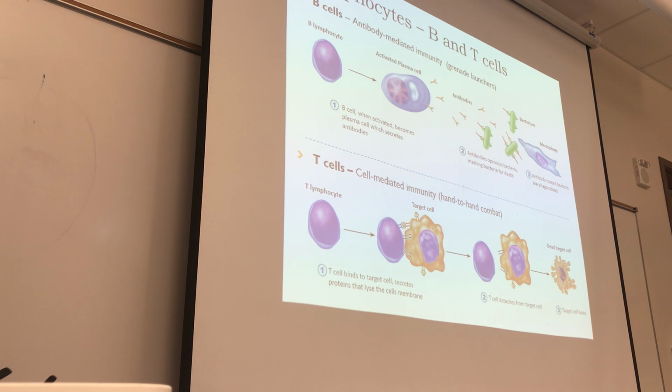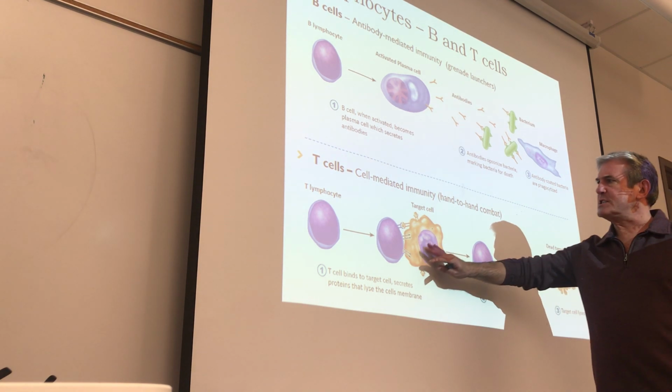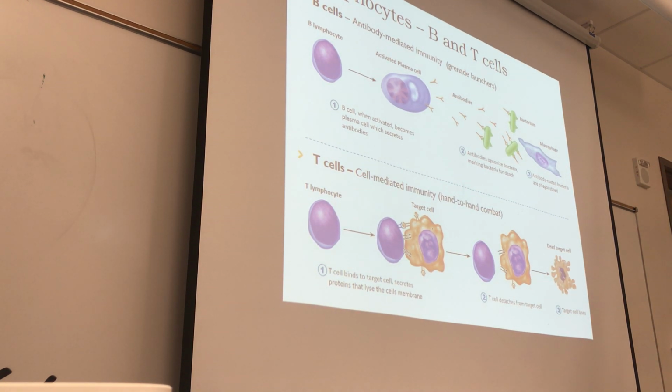Again, key role difference here, I like these, they're nice and simple. Your B cells are your antibody producing cells. Your grenade launchers. So they'll make antibodies that will bind to our target cell and hopefully neutralize or destroy them. Your T cells are cell-mediated hand-to-hand combat cells. They will literally attach to the target cell and destroy it. Because they will work together.